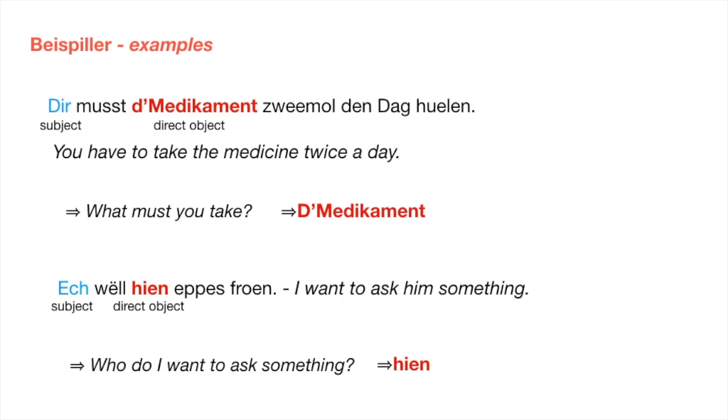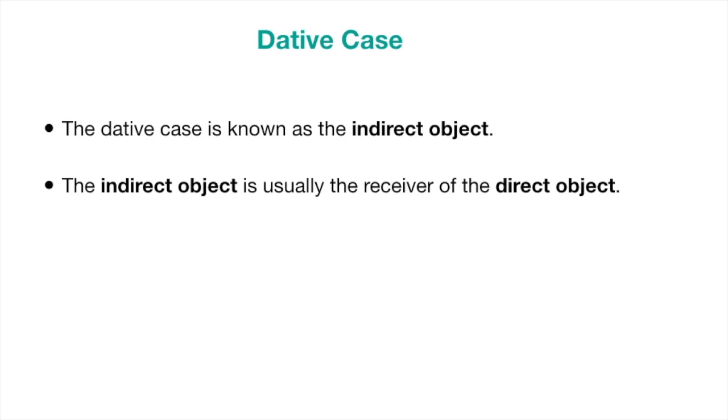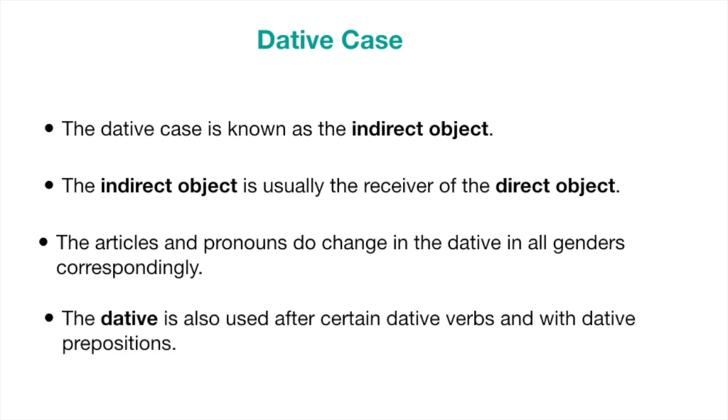Okay? Now let's move on with the dative case. The dative case is known as the indirect object. Well, the indirect object is usually the receiver of the direct object, which we have just seen in the accusative case. And now, what is very important here, the articles and the pronouns do change in the dative in all genders accordingly. And the dative is also used after certain dative verbs and with dative prepositions.